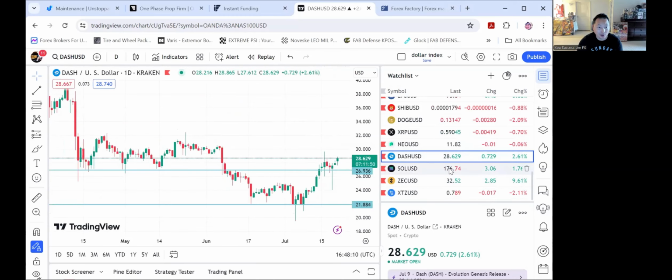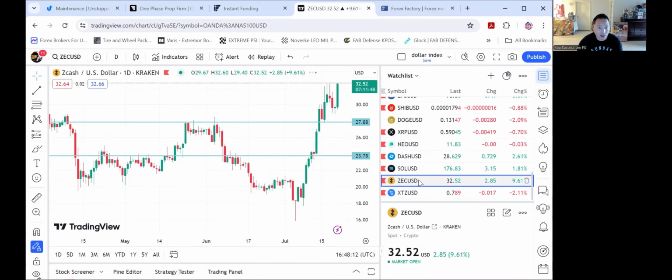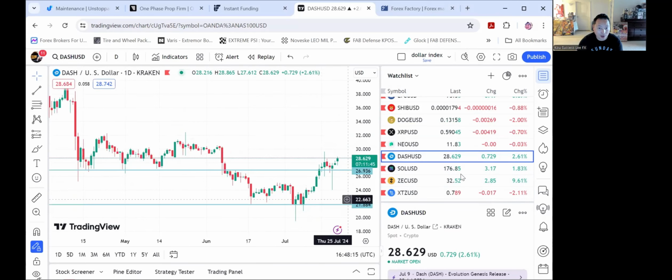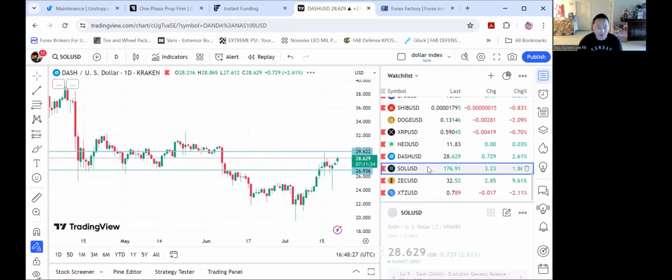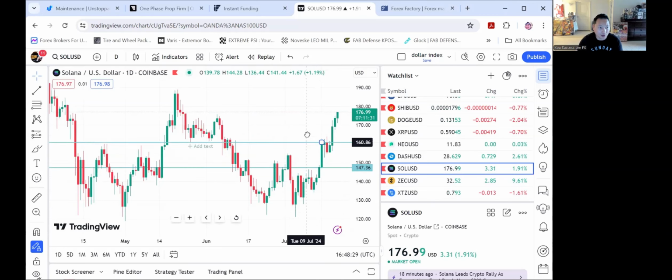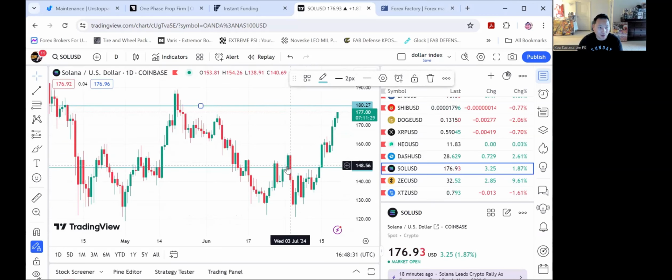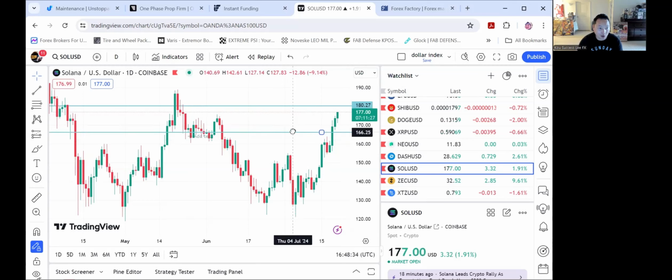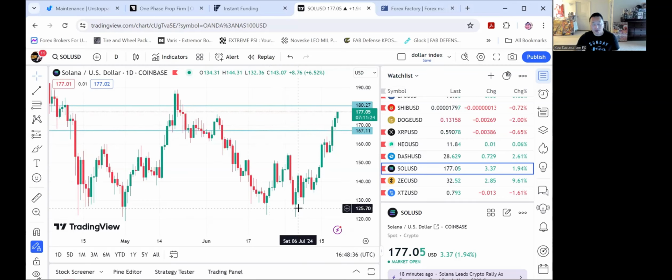Dash, Solana, and Zcash are shooting up. Okay, so these three pairs are shooting up. Like I said, I'm still selling them. Looking for Dash to drop back to 28, and then we'll see if it breaks below 28. And then Solana is a major move back up here. It might be one of the very few pairs that are not dropping along with Bitcoin. So we'll see if this pair actually drops back later on today, or if it shoots even higher.